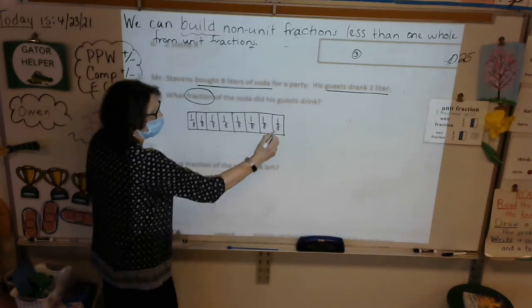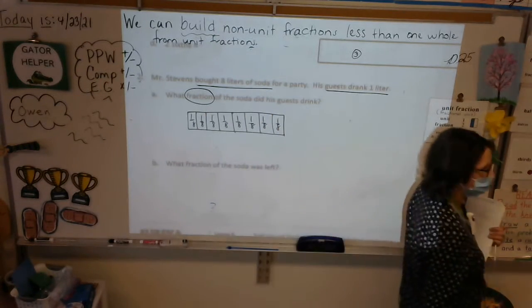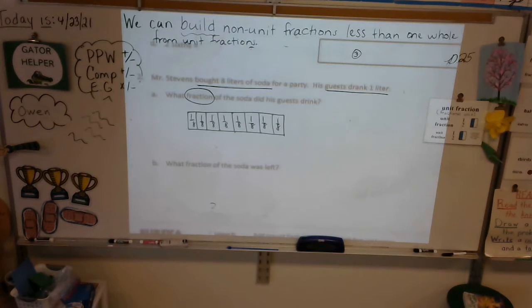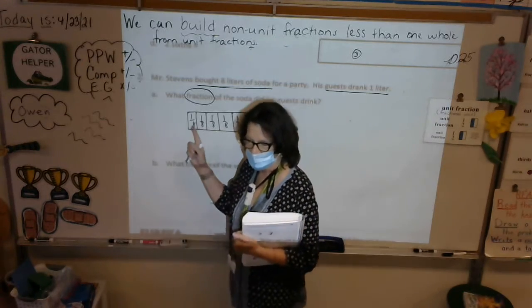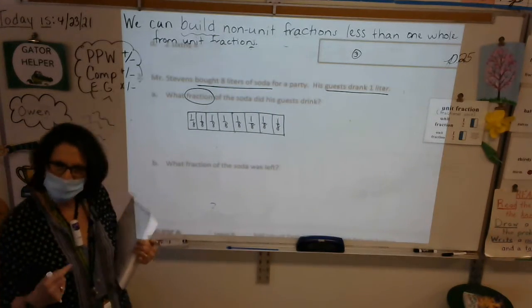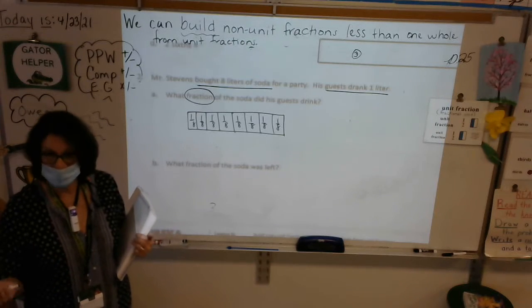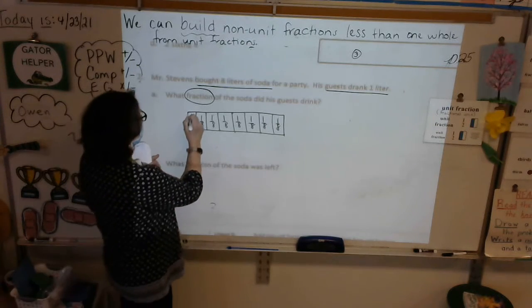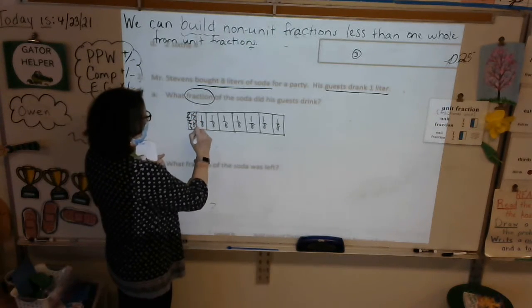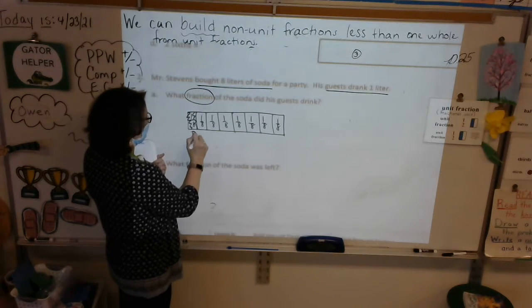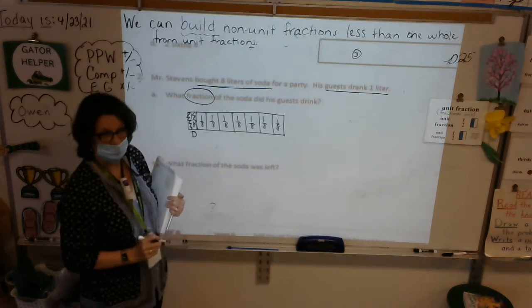Each one represents 1/8. Okay, now they drank 1 liter of soda. So what did we do on the other ones? We shaded, right? Let's shade 1 liter. And I'm going to label this with a D for drank.